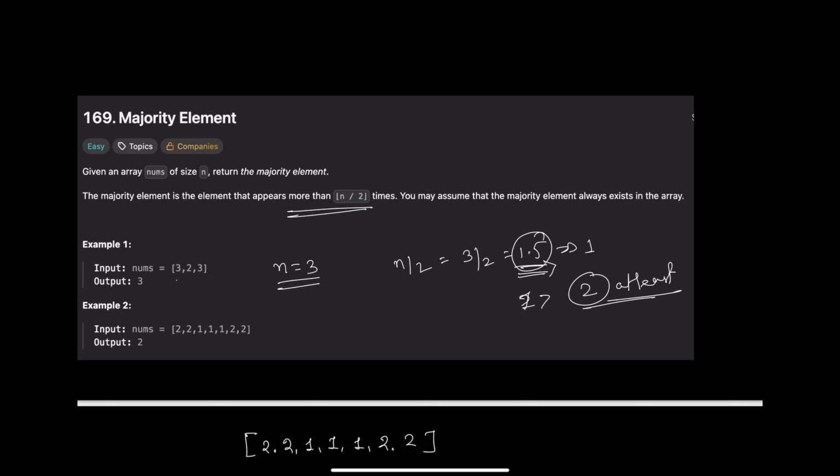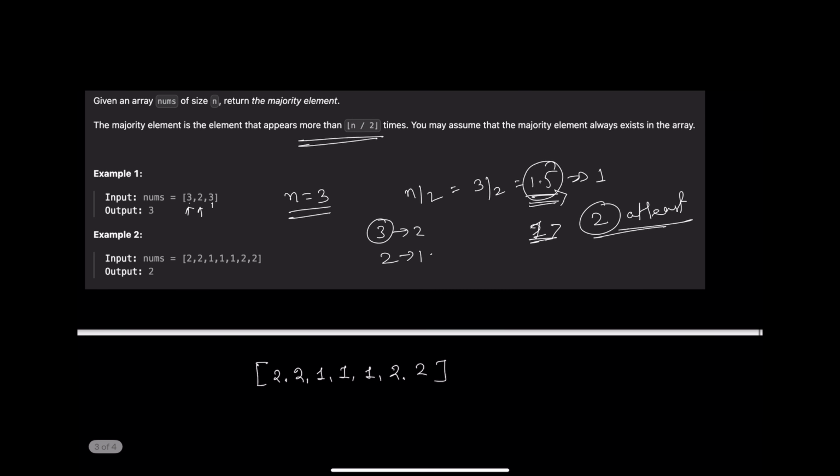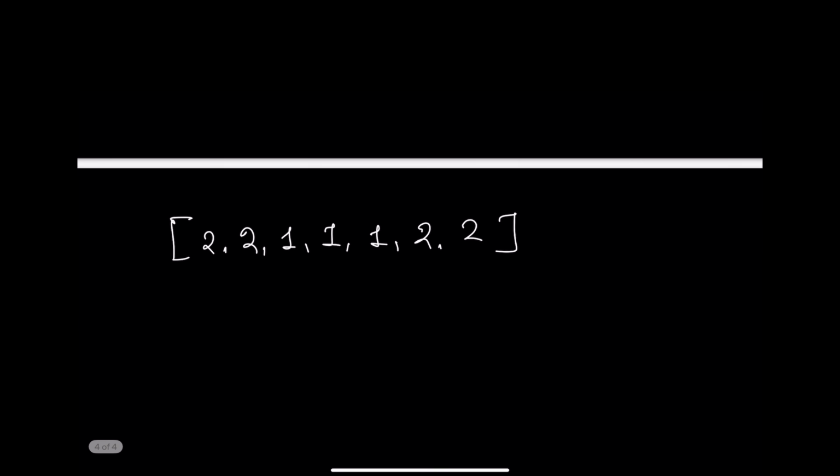Now let's see the frequency of 3, 1 and 2. So 3's frequency is 2, 2's frequency is 1. So 1 is not greater than 1, 2 is greater than 1, so 3 is our answer. Now let's discuss another example.